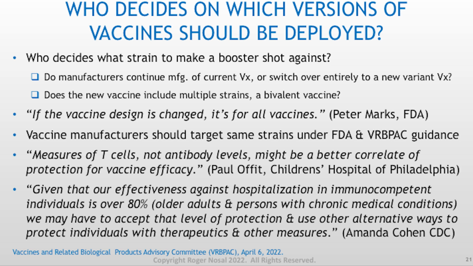And then this last comment: given our effectiveness against hospitalization in immunocompetent individuals, which is well over 80% for many of the vaccines, we may have to accept the level of protection and use other alternative ways to protect individuals with other therapies. Well, we're sort of doing that already, aren't we? With the Omicron, even though it's not putting people in the hospital as much or causing death, a lot of people are getting Omicron, the different versions, and they're getting sick and they're taking these alternative therapies. Is that the direction we want to go in as a policy?